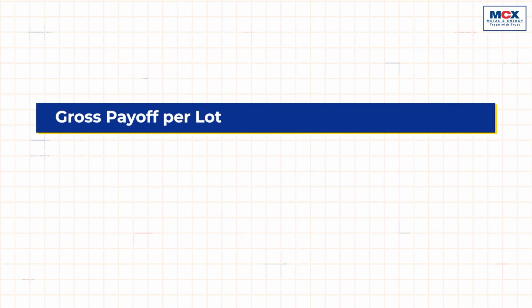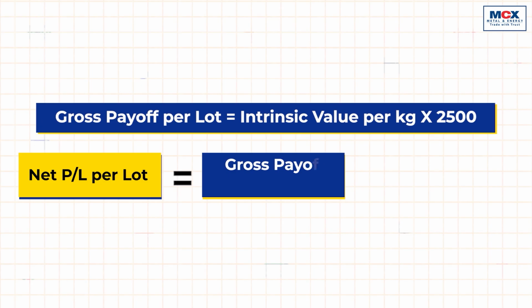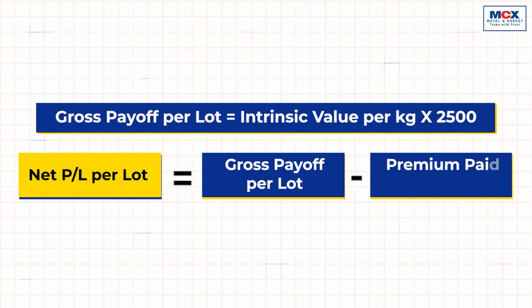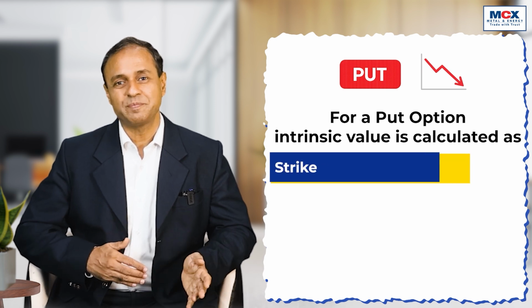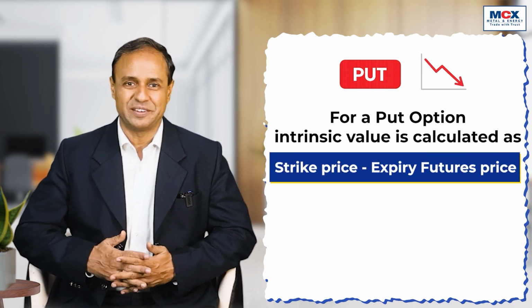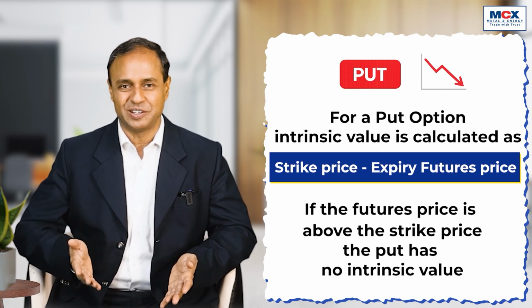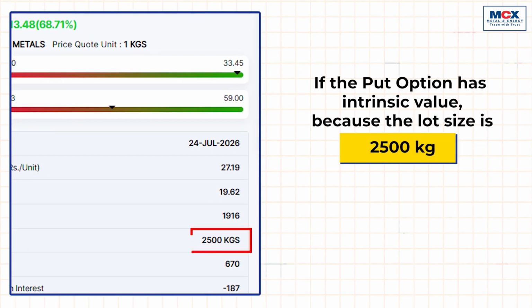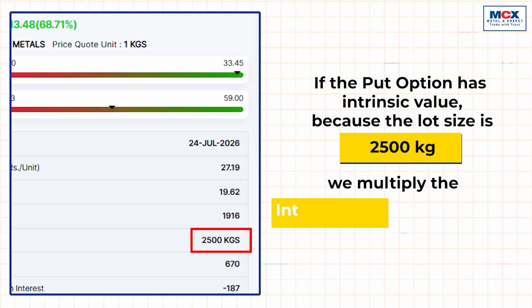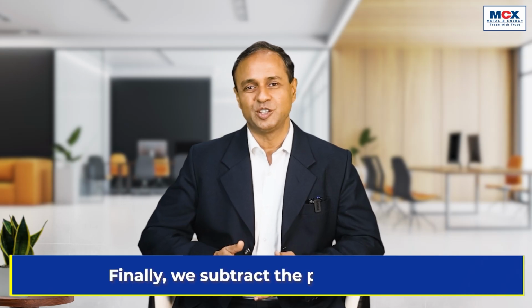Gross payoff per lot equals intrinsic value per kg into 2500. Net profit or loss per lot equals gross payoff per lot minus premium paid per lot. For a put option, intrinsic value is calculated as strike price minus the futures price at expiry. If the futures price is above the strike price, the put has no intrinsic value. If the put option has intrinsic value, because the lot size is 2500 kg, we multiply the intrinsic value per kg by 2500. Finally, we subtract the premium paid.